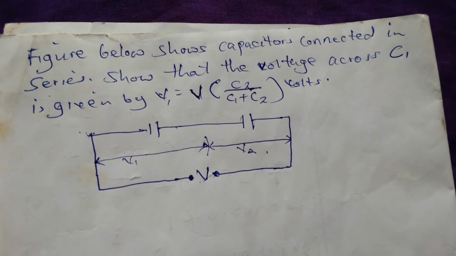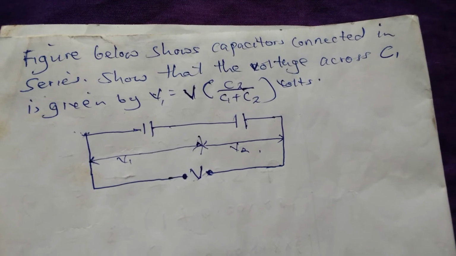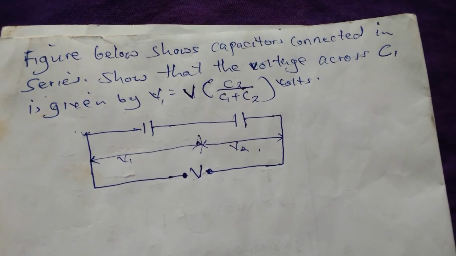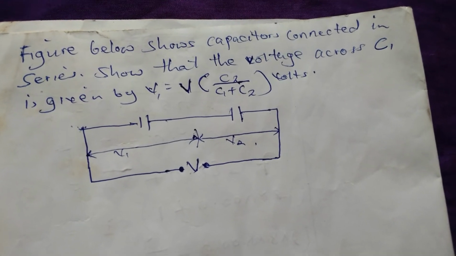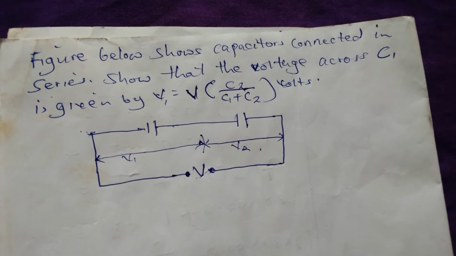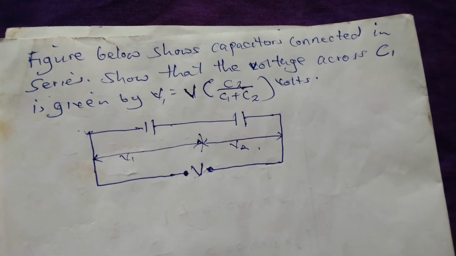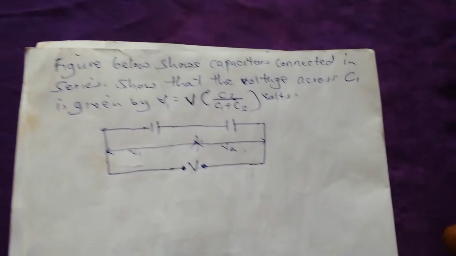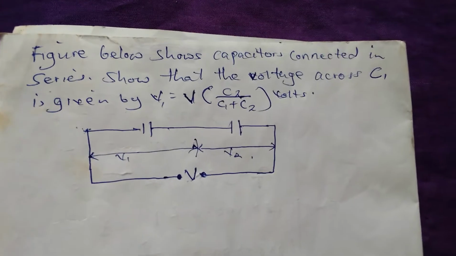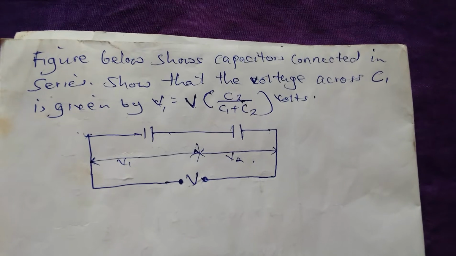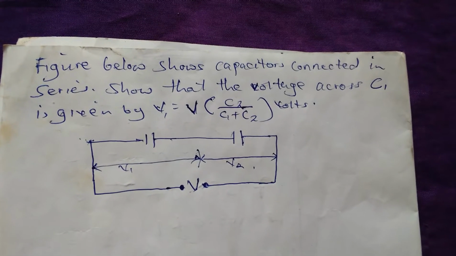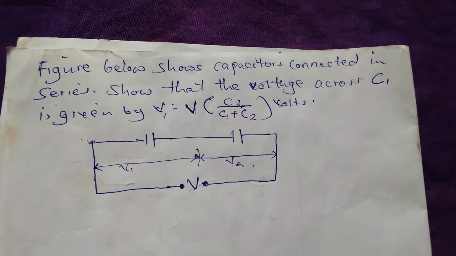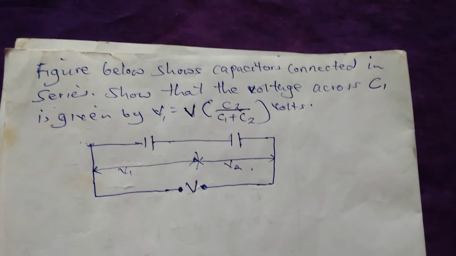The figure below shows capacitors connected in series. Show that the voltage across C1 is given by V1 = V (C2 / (C1 + C2)) volts. We have been told to prove that V1 is given by V1 = V (C2 / (C1 + C2)) volts. Solution.